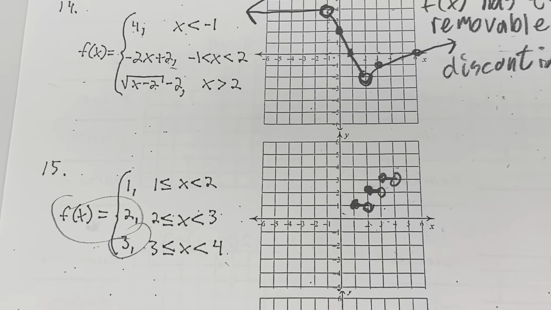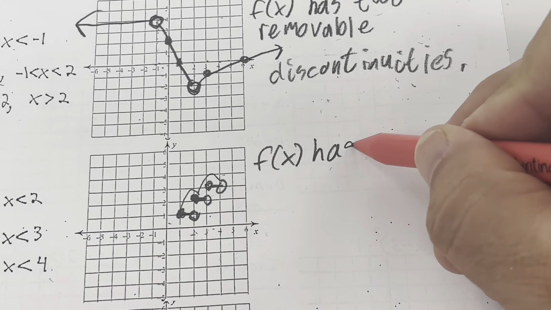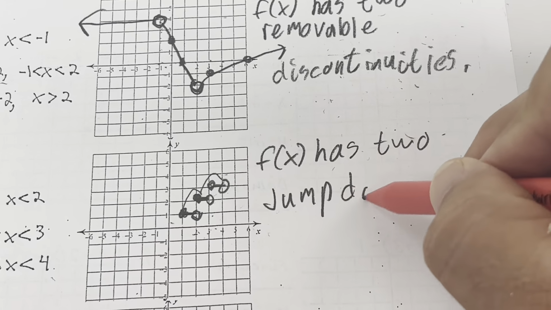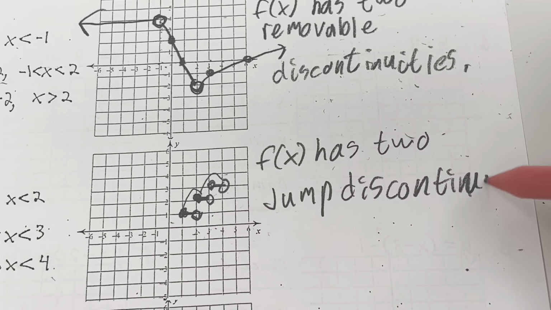If you were Mario, you would jump once, twice. So f of x has 2 jump discontinuities.